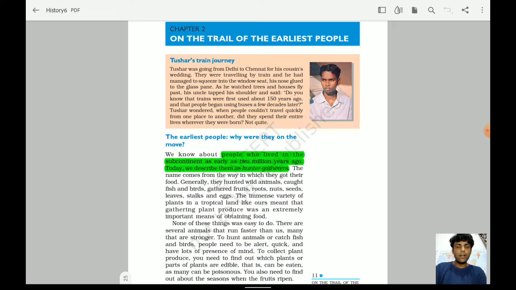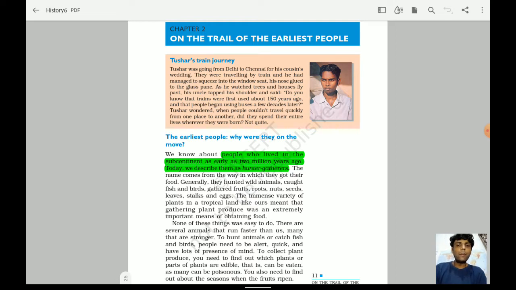Today we will understand the trail of the earliest people. So let us look at the further developments in history. The people who lived in the subcontinent as early as 2 million years ago, today we describe them as hunter-gatherers.